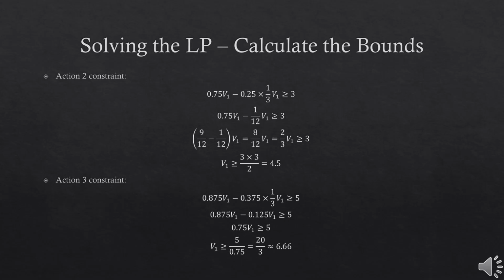After substitution, we evaluate the lower bounds generated by each action in state 1. Action 1 produces the weakest bound. Action 2 produces a stronger bound. However, action 3 produces the largest lower bound and therefore becomes the dominant constraint. This result suggests that action 3 is the optimal decision in state 1. The analysis also confirms what we observed earlier during the policy iteration procedure.